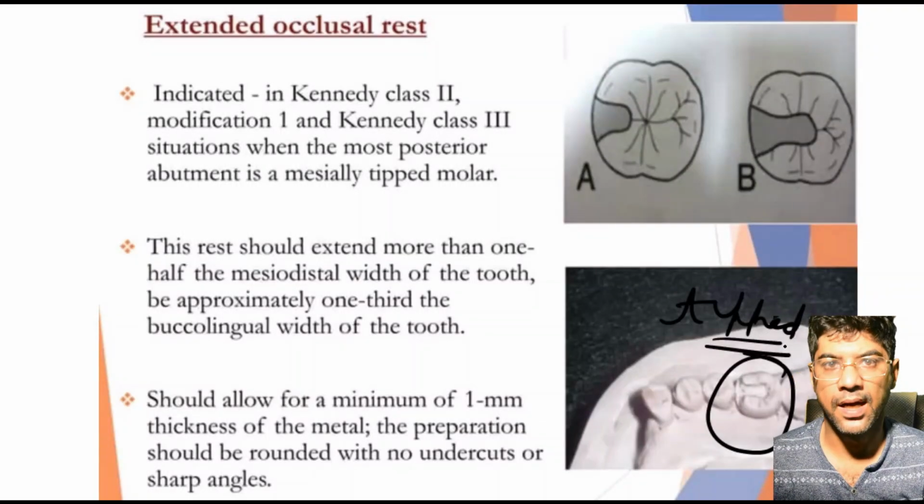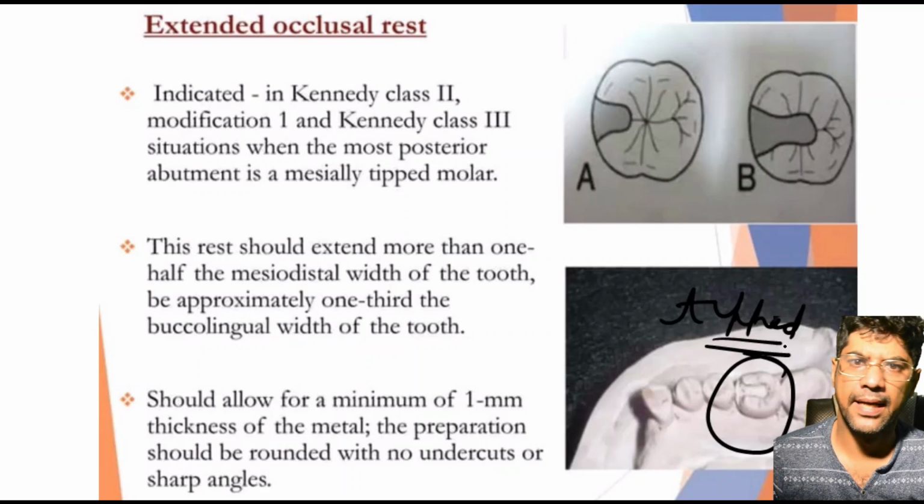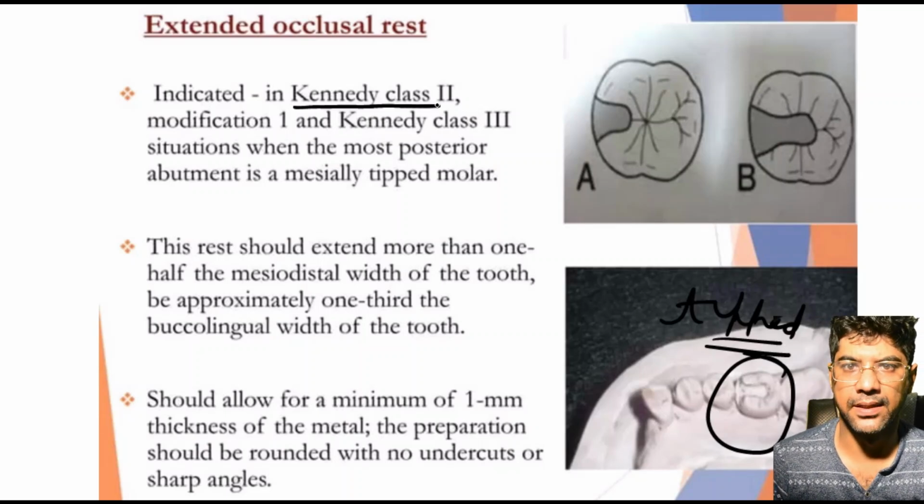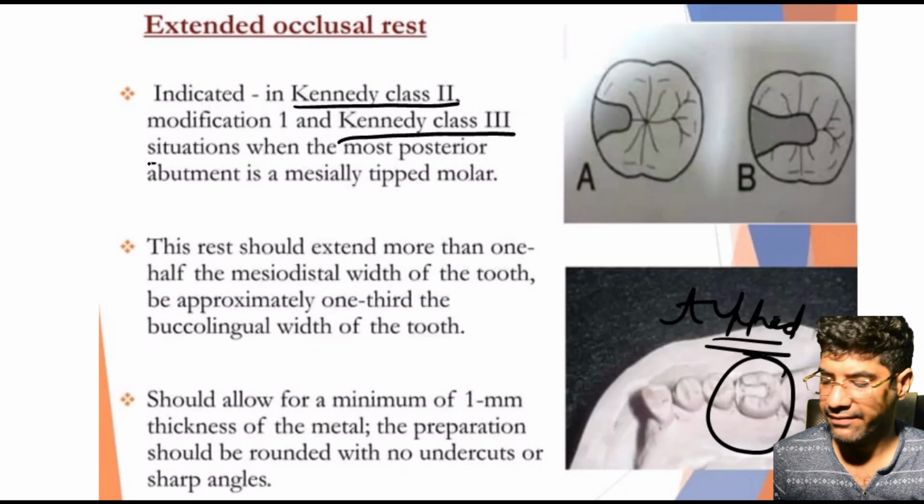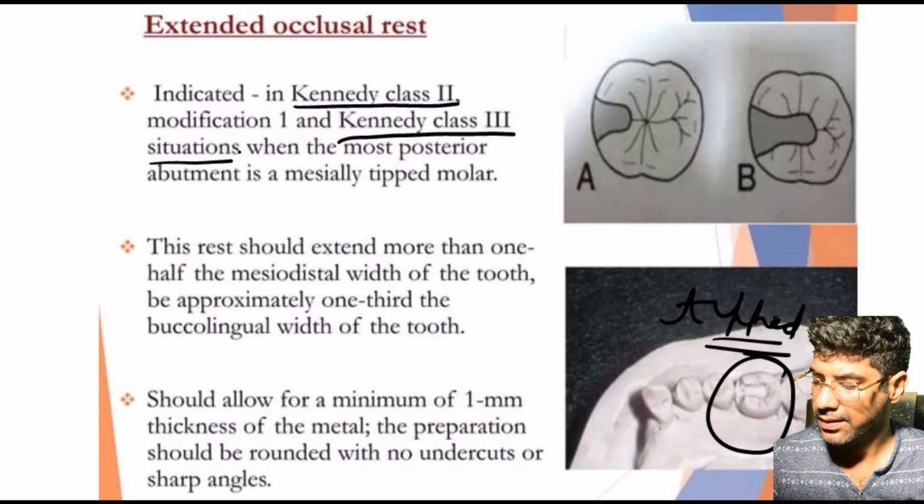Next, moving to the extended occlusal rest. Extended occlusal rests are important in certain situations to optimize the stability and support of the removable partial denture, especially when dealing with tipped molar teeth.